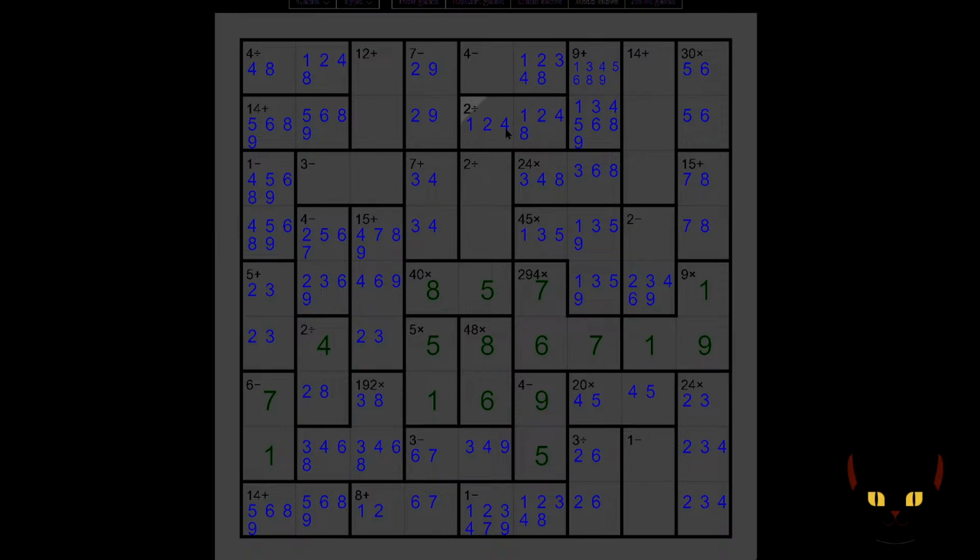There's 4. Difference of 4. 1 goes with 5. 2 goes with 6. 6 is not allowed. 3 goes with 7. 4 goes with 8, which is not allowed. 8 goes with 4. Oh, oops. 5 is not allowed. That one is also no good. So this is either 4, 8, or 7, 3. Those are difference of 4.